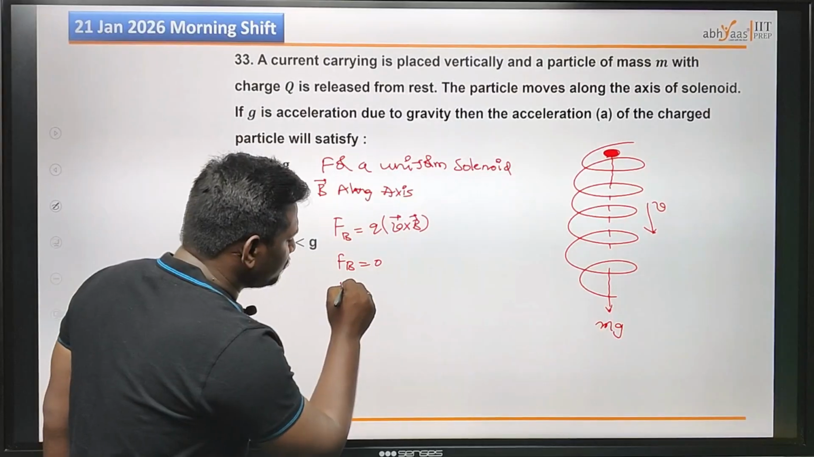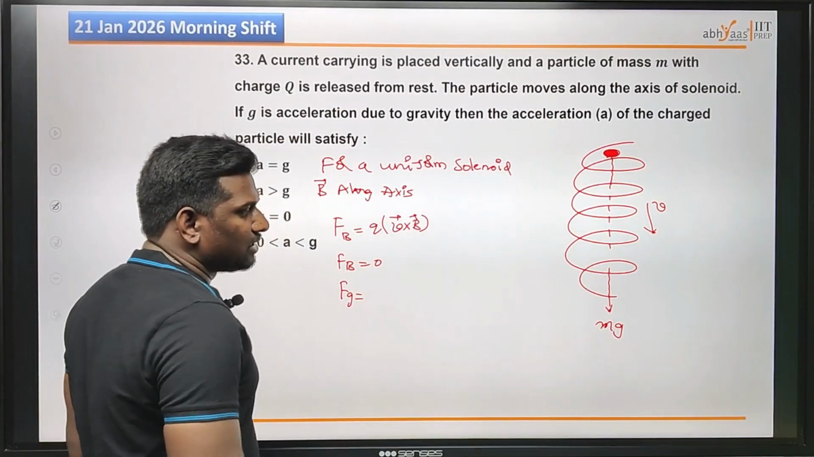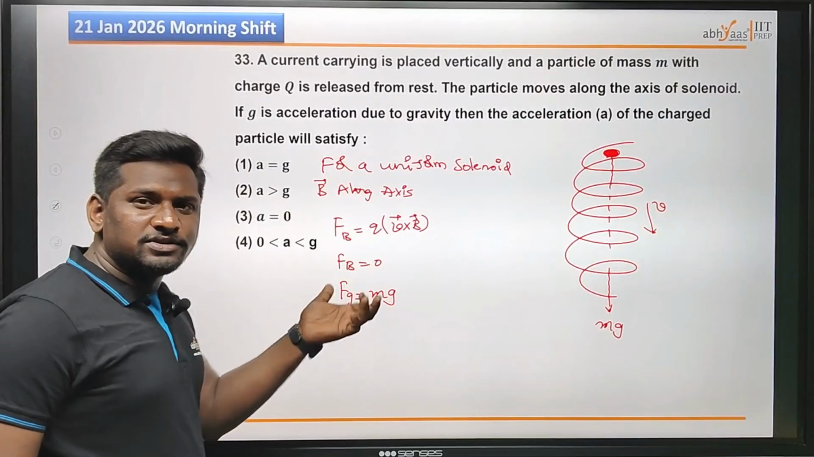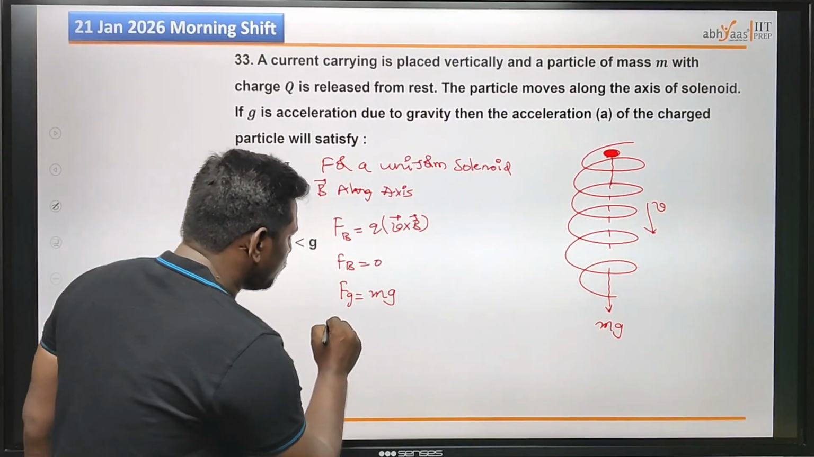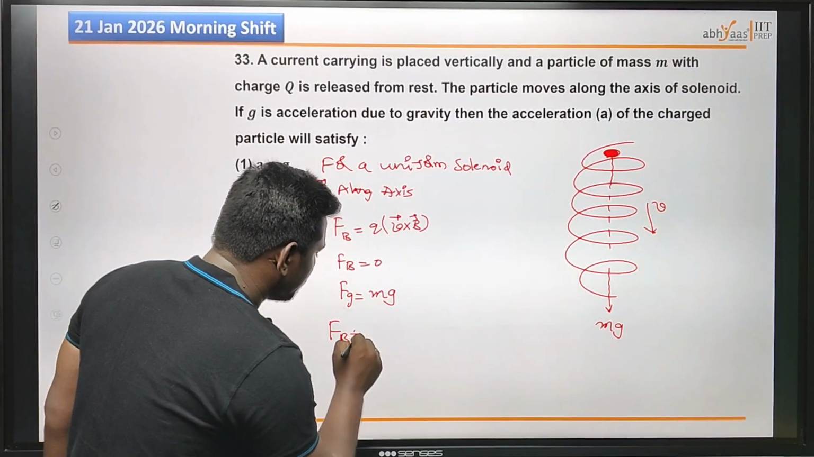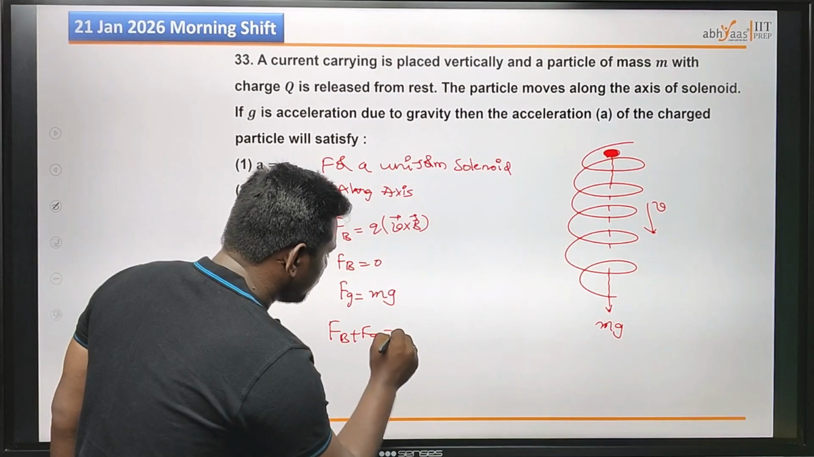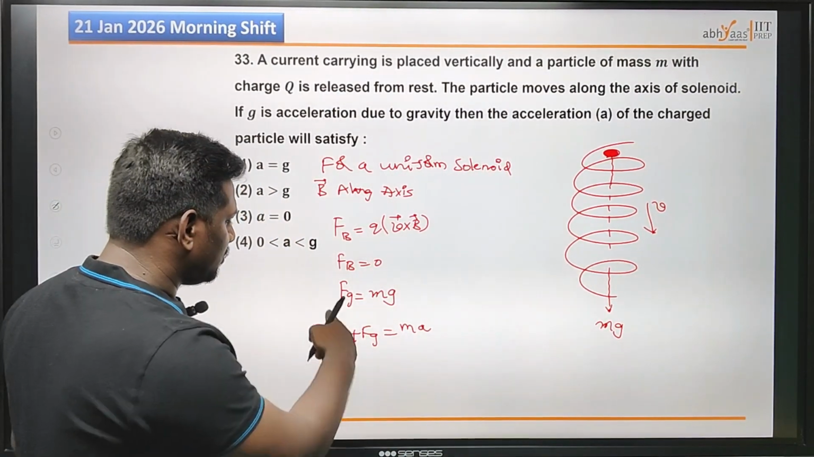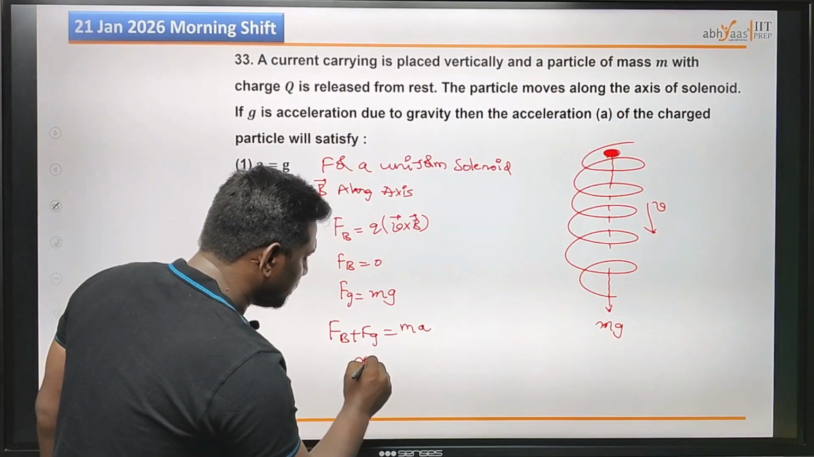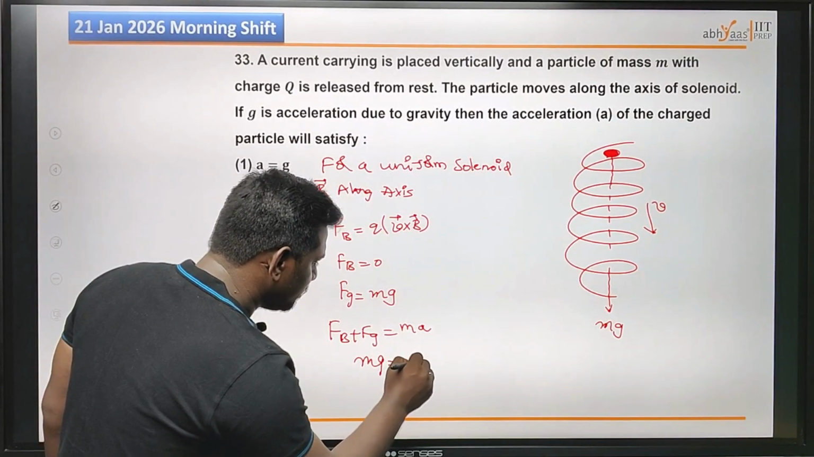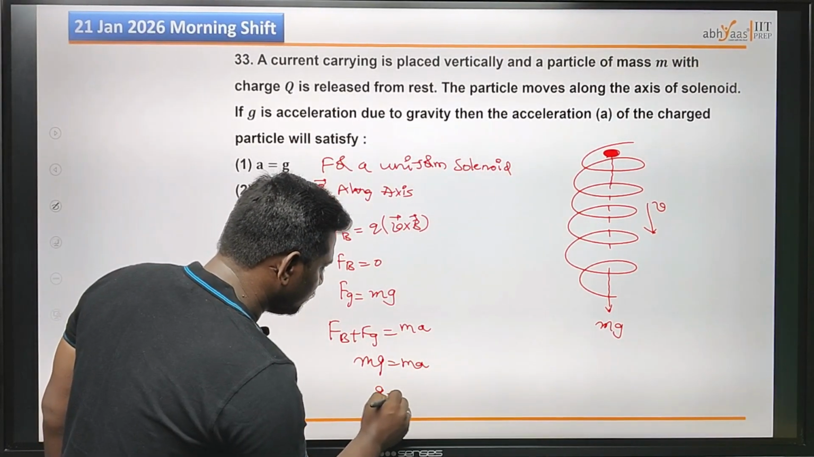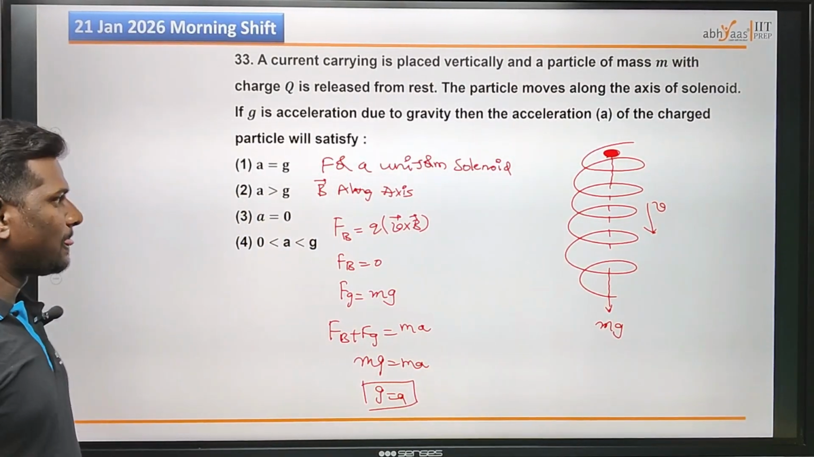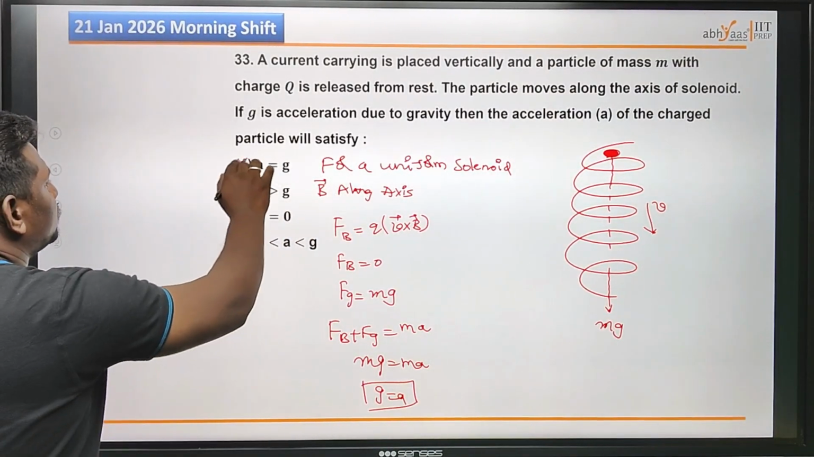So force due to gravity, what is this one? mg. So what is the total force acting on them? F_B plus F_G equals ma. So if this is 0, we can simply write it as mg equals ma, g equals a. This is our answer.